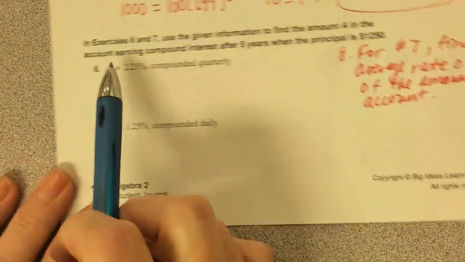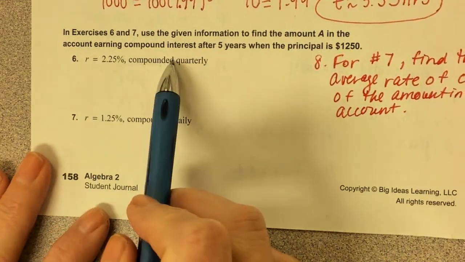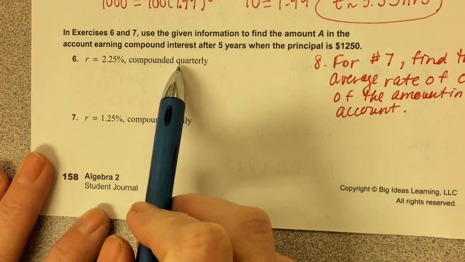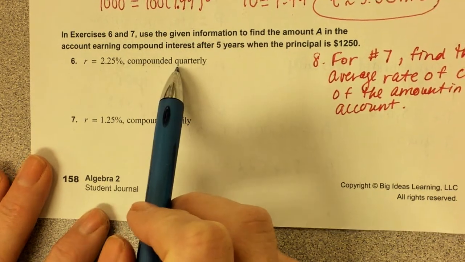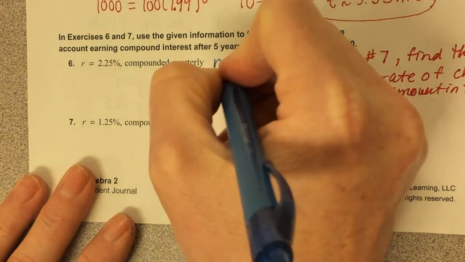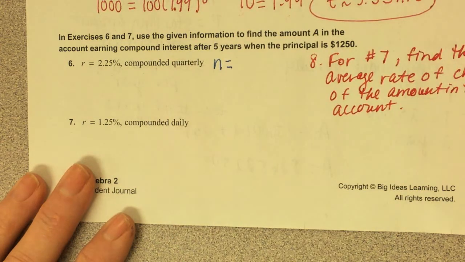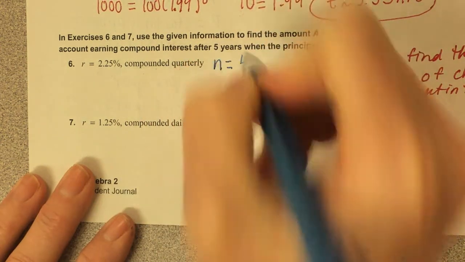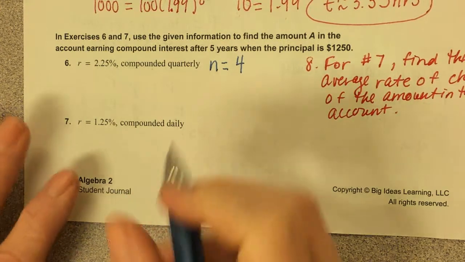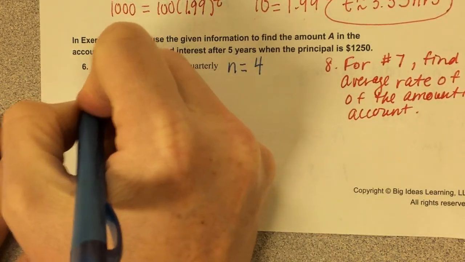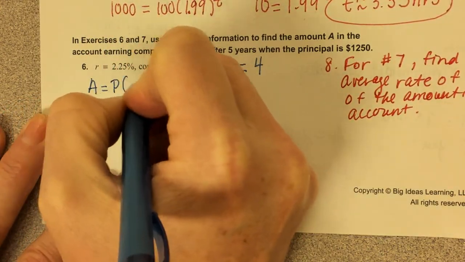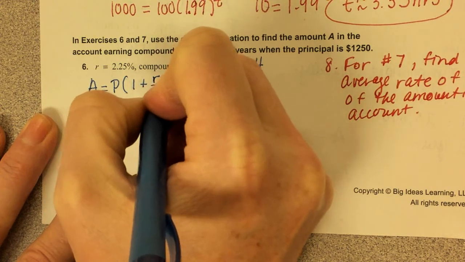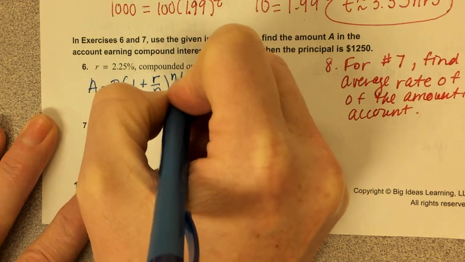So let's look at number 6, compounded quarterly. If we're compounding quarterly, what do you think the end value is going to be this time? 4. Yeah, 4 times a year. So now n is 4. So we're going to have to use that same formula, A equals P times (1 plus r over n) raised to the nt.